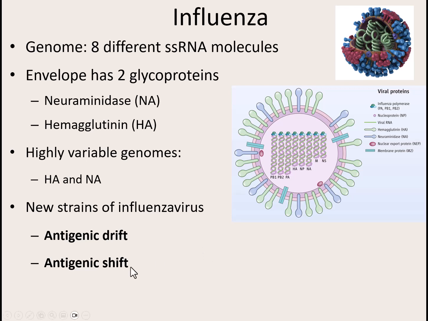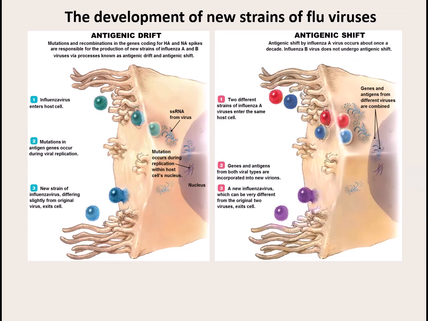Antigenic shift is when you have 2 different influenza viruses and they mix together their information. And you now get a completely different virus. So it's not just a slight change, it's a recombination of 2 different flu viruses to give you a new flu strain. So here's my difference between antigenic drift and antigenic shift.